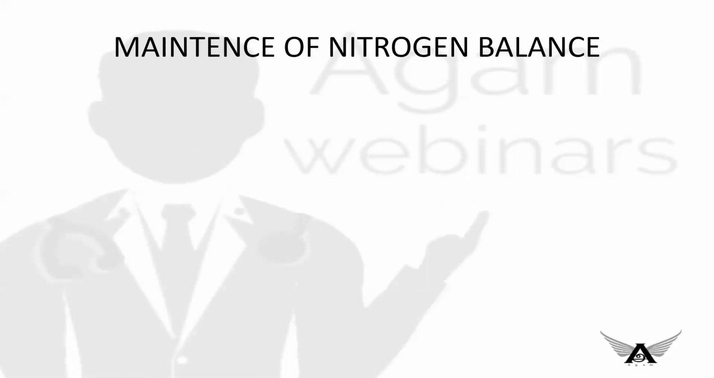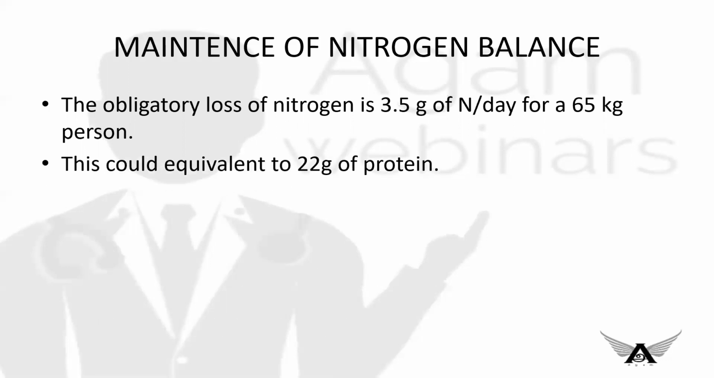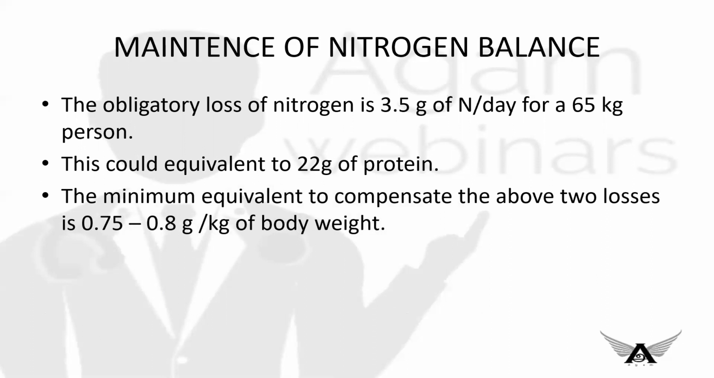Maintenance of nitrogen balance is mainly through input and output. Daily, how much is excreted, that much we have to take in. Around 3.5 gram of nitrogen per day is lost in a 65 kg person. This would be equivalent to 22 gram of protein. Based on this data, we conclude that regularly we have to take 0.7 to 0.8 gram of protein per kg body weight to compensate the loss. This is how we balance the nitrogen content in the body, or protein content in the body.